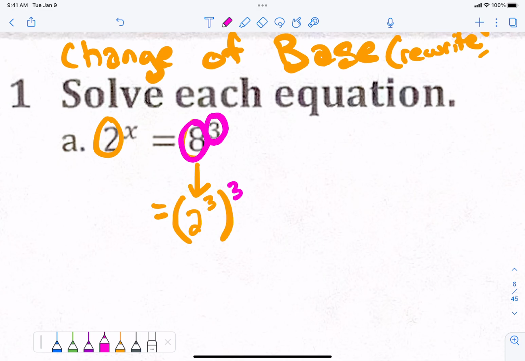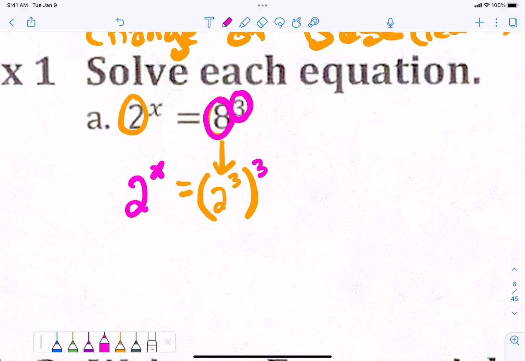On the left side, this stays 2 to the x power, right? So it's like this was 8 before, and now it's 2 to the third power. Got it? Okay, now, 2 to the x power, he's just chilling. There's nothing he can do.